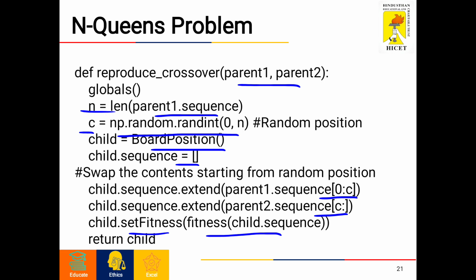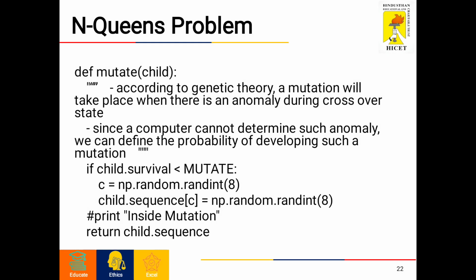Here we cannot find the survival. Why? Because the survival depends upon the summation of all the fitnesses. So we have to add the child to the population, and only then can we find the survival value. Now mutation: it checks whether the mutation is required. This is the definition of mutation, where we check the mutate value which will be assigned.